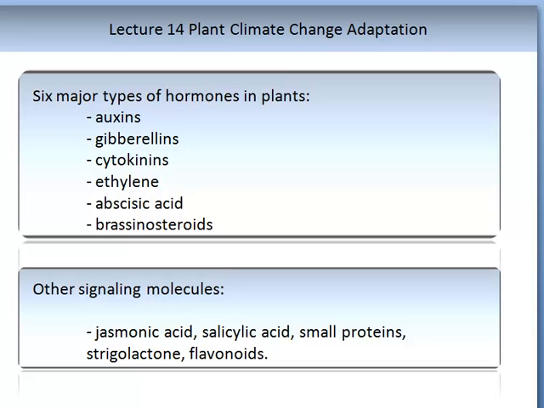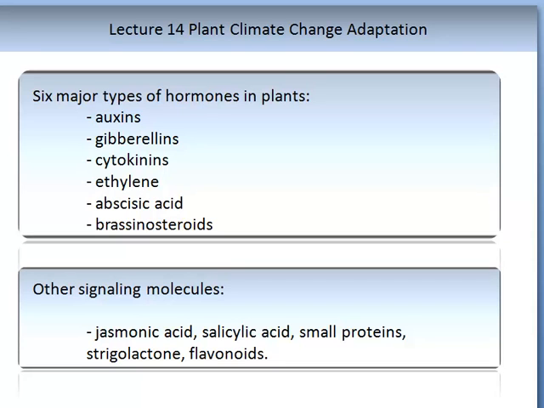With the lecture and the associated workshop, we examined 6 different types of hormones in this subject: auxins, gibberellins, cytokinins, ethylene, abscisic acid, and the steroids. We also examined briefly other signaling molecules such as jasmonic acid, salicylic acid, small proteins, strigolactone, and flavonoids. We will not talk extensively here about climate change impacts, but concentrate on the role that these play in plants, their impacts on growth and development, and other mechanisms such as photosynthesis and transpiration.